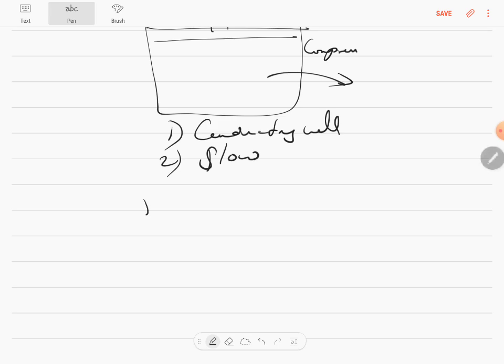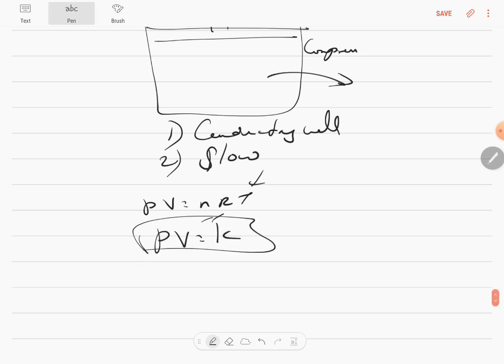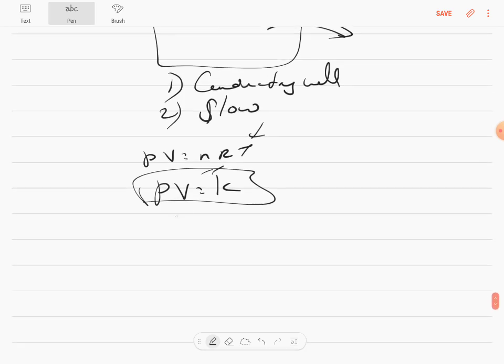Okay, and PV is equal to nRT. Let's take the gas equation. Here T is going to be a constant. R is a constant, n is also constant. So PV is equal to constant is the conclusion. The gas equation is becoming like this. So that's the last point. Okay, and this itself is Boyle's law.